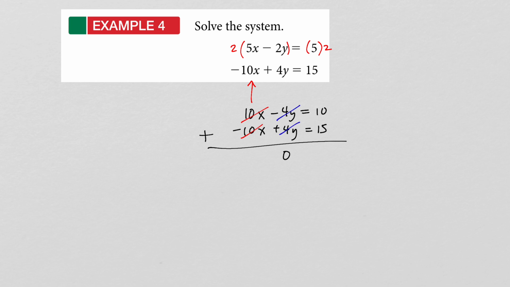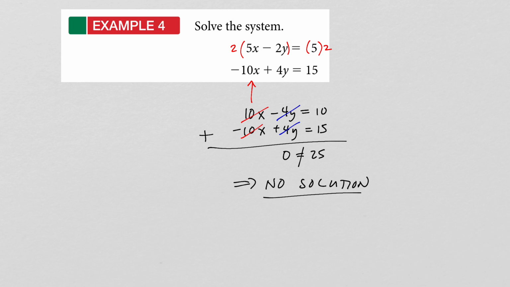And so we're left with 0 on the left-hand side and 25 on the right-hand side. And of course, we know that 0 is not equal to 25. So what does this mean? Well, since 0 is not equal to 25, it means that this system has no solution, okay?